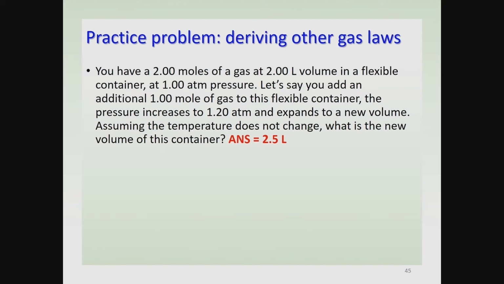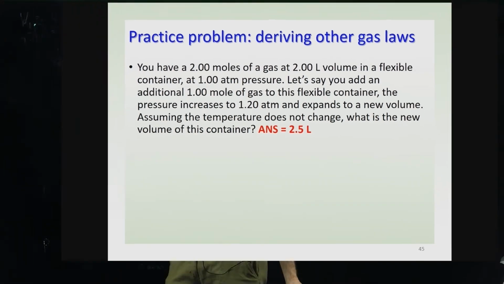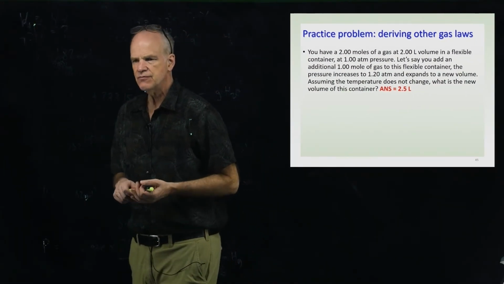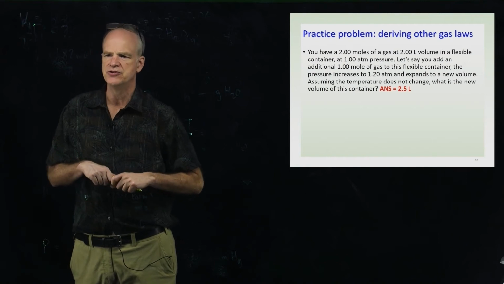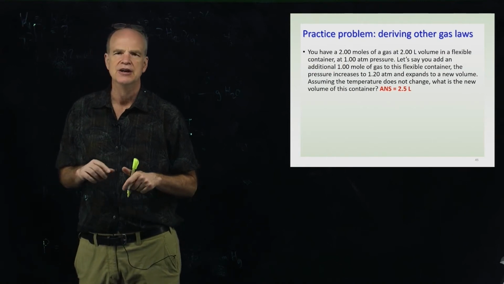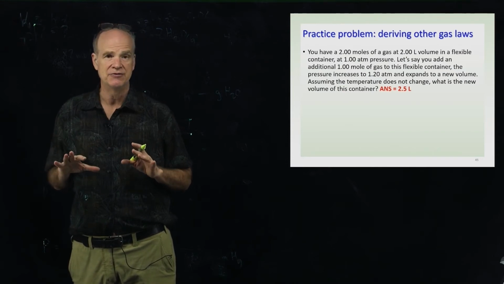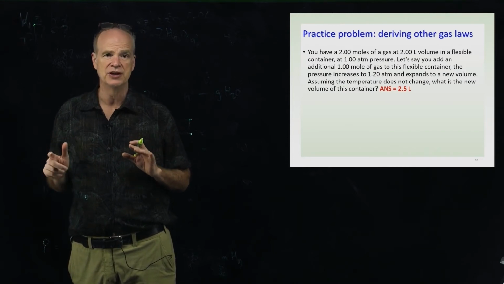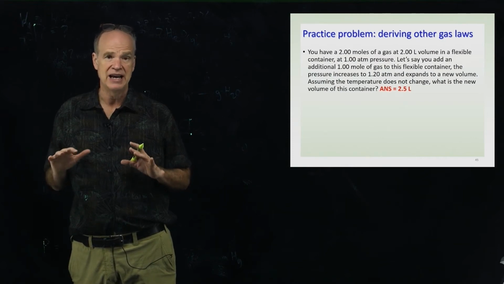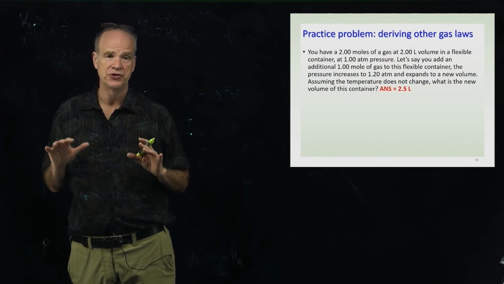So you have 2 moles of a gas at 2 liter volume in a flexible container, and it's at 1 atmosphere pressure. Let's say you add 1 mole of gas to this flexible container, and the pressure increases to 1.2 atmospheres and expands to a new volume. Assuming the temperature does not change, what is the new volume of the container? Okay, so this helps me get my bearings here. What I want to do is assign variables, and that can help me focus as to whether I know a gas law that can be used to solve the problem.